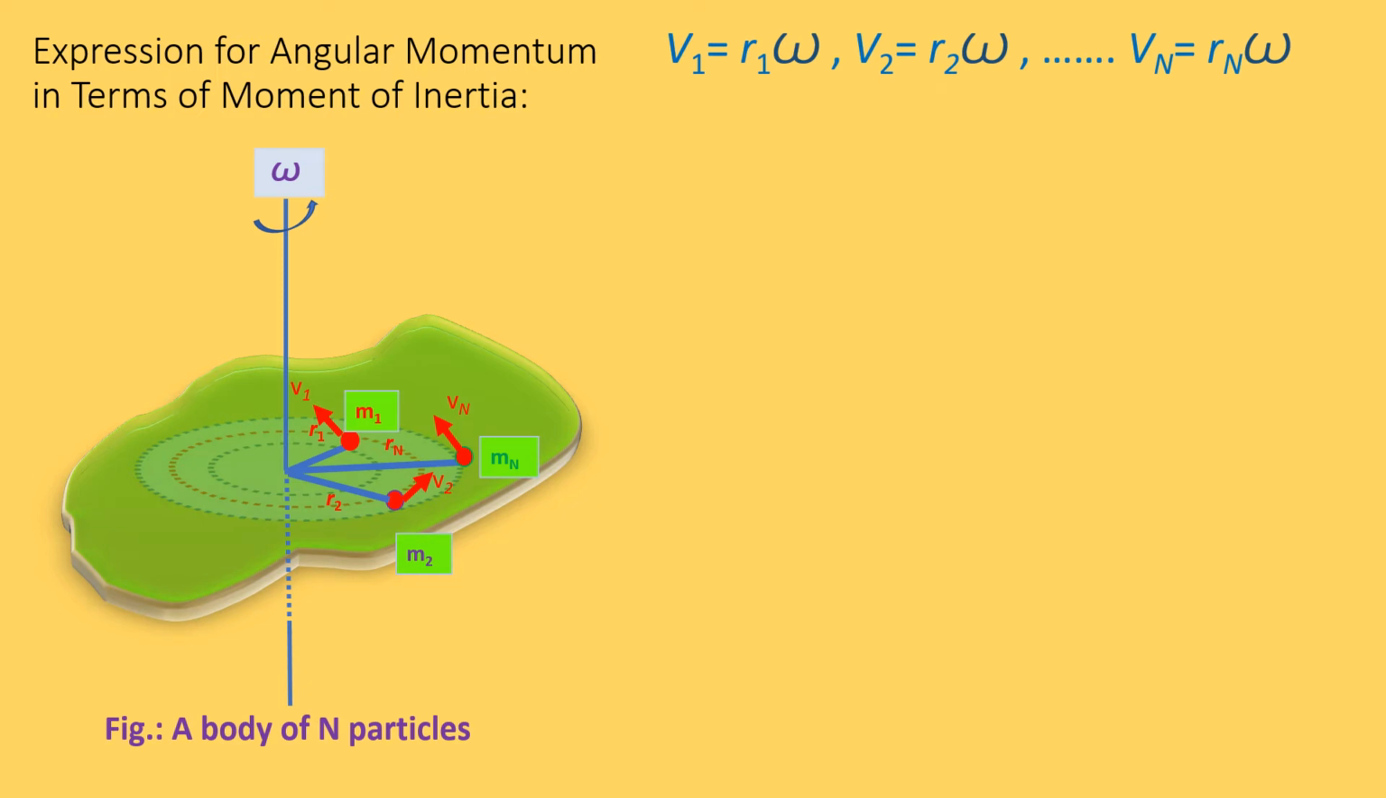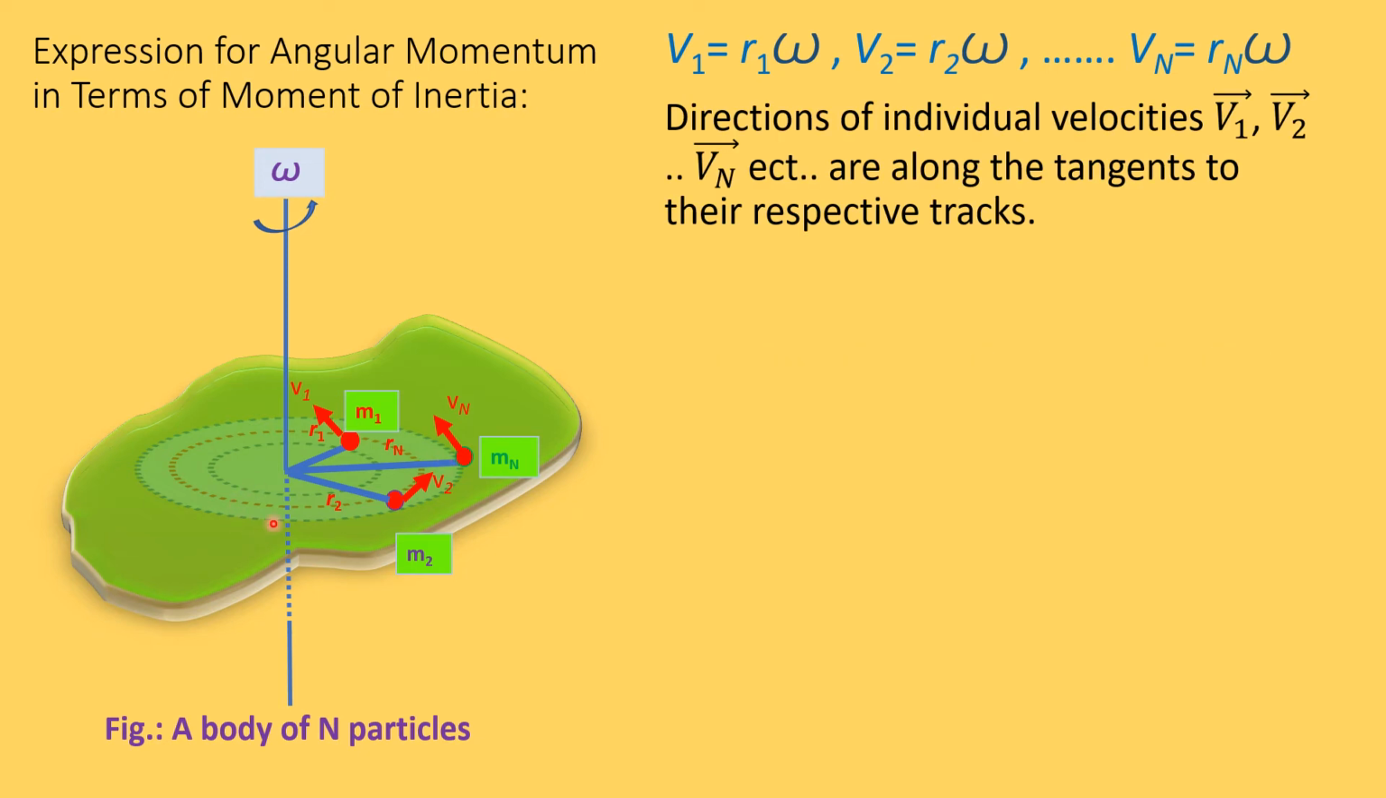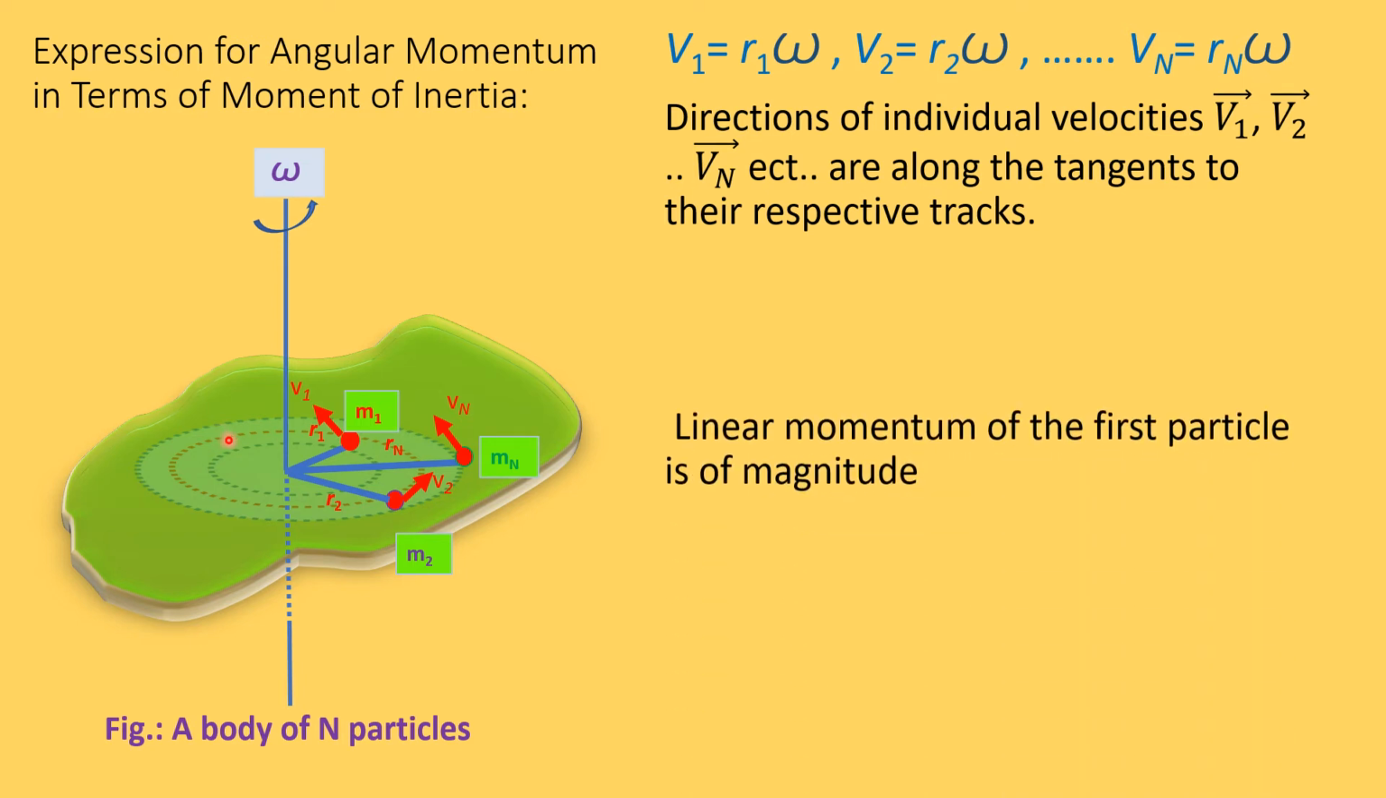We continue the same equation. v1 is equal to r1 omega, v2 is equal to r2 omega, and so on, vn is equal to rn omega. Here we know that v1, v2, v3 are the respective linear velocities of masses m1, m2, m3, and they are tangent to their respective circular tracks or circular paths.